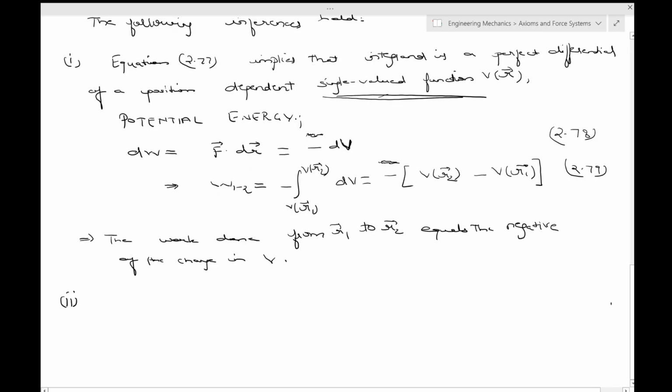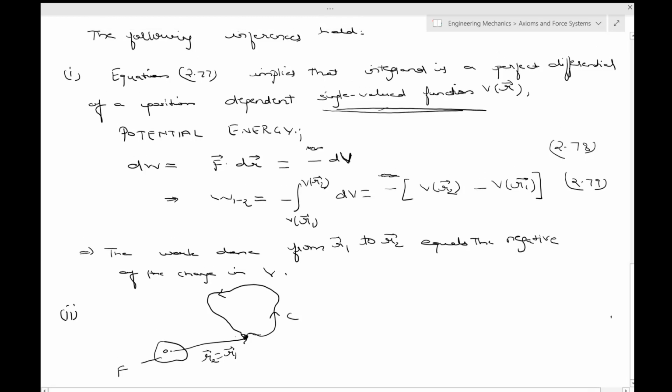Now if you take R2 equal to R1, okay, so if for some reason you start off with this point R1 and then take across this path C1 and then come back over here, that's R2, and it's the same point. So based on equation 2.79, you will say that V of R2 is equal to V of R1 because it's a single valued function, so it can only have one potential energy.